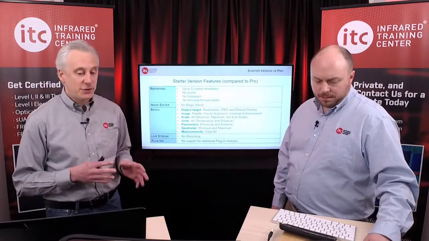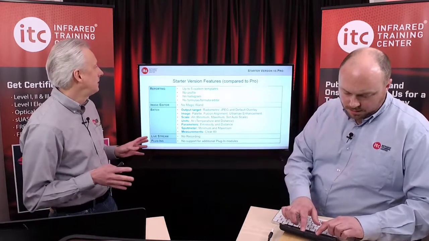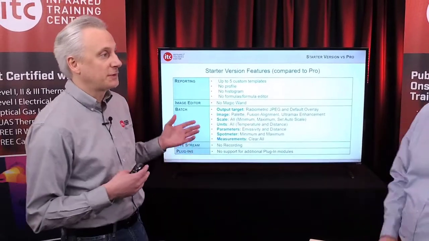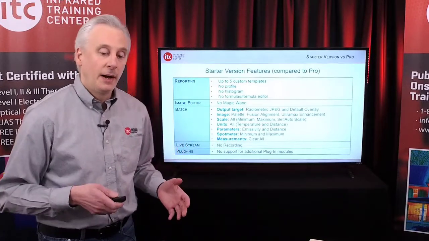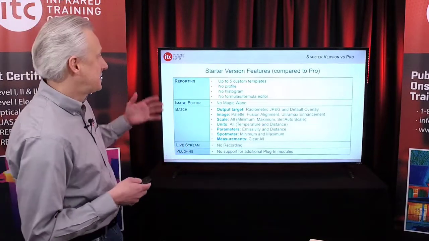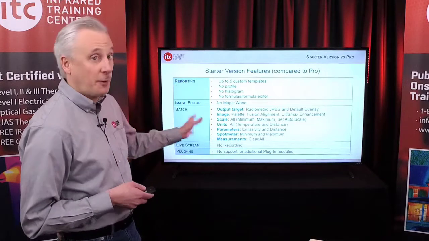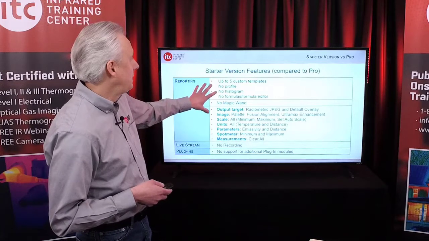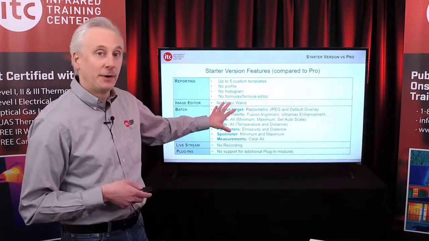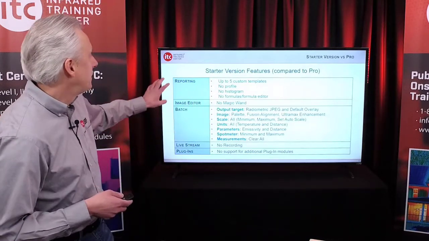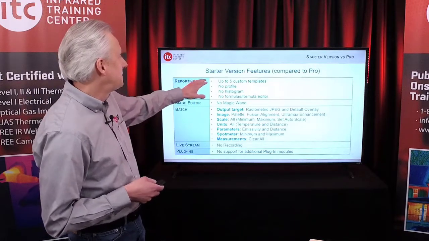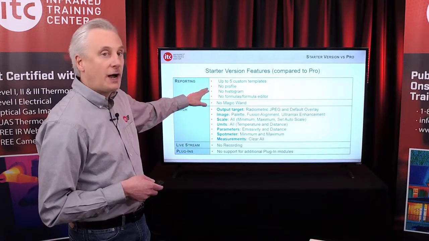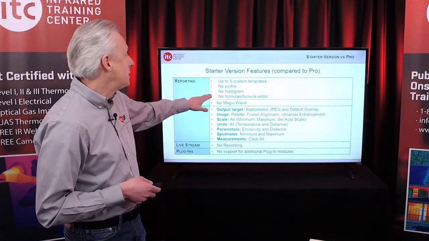Now the versions, this is just a real brief breakdown of some of the key differences between the Starter and the Pro version. And that's exactly what this is. This is Starter features compared to Pro. Starter has other features, but this is more of what you don't have in Starter when you compare it to Pro. So from the reporting side, you're limited to a maximum of 5 custom templates. You don't have a profile graph, there is no histogram graph, and there are no formulas.